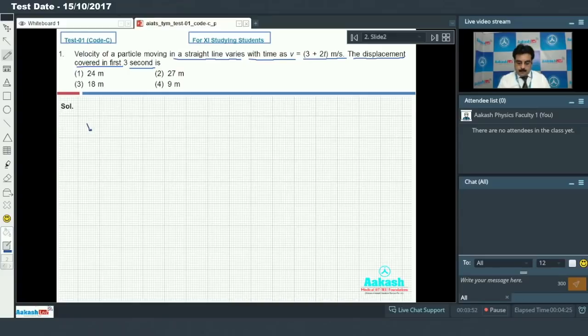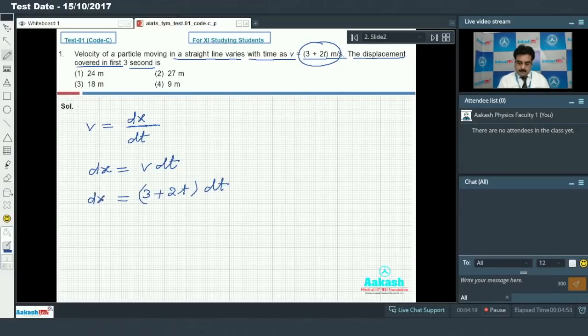As you know, the velocity is given by dx over dt. This is the differentiation of position with respect to time. But in this question, we need dx equals v into dt. According to the problem, the velocity varies as 3 plus 2t, so dx equals (3 plus 2t) dt. Now, I need limits.